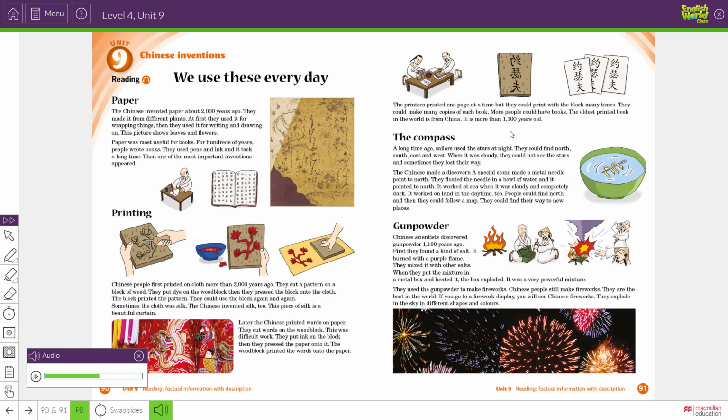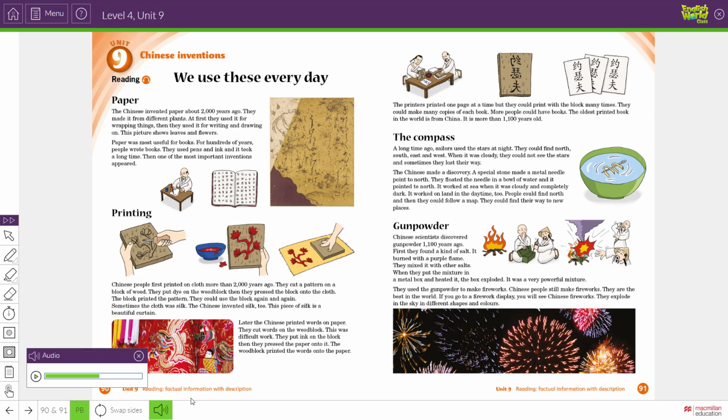Okay, let's move to the third paragraph, which is about the compass. And here we have some questions. My first question is, what did sailors first use to find north, south, east, and west?